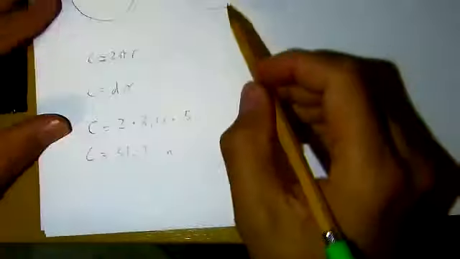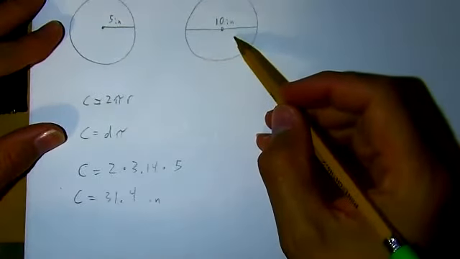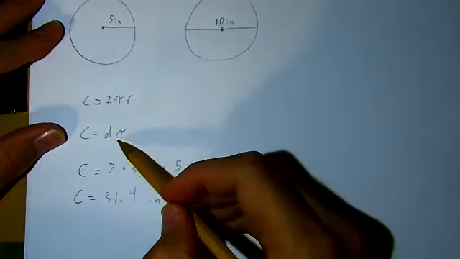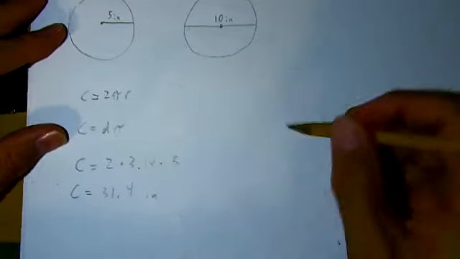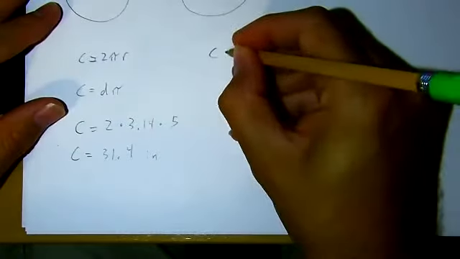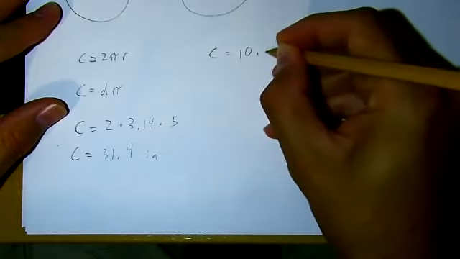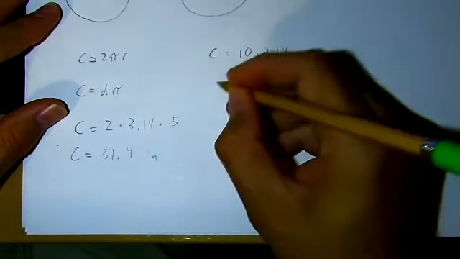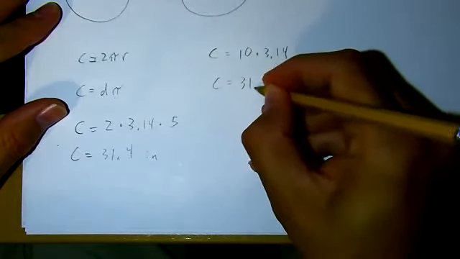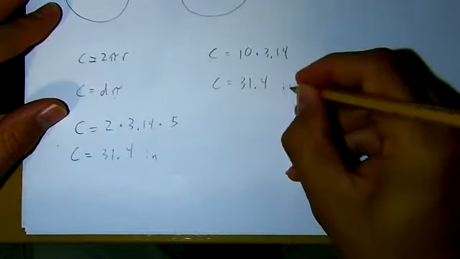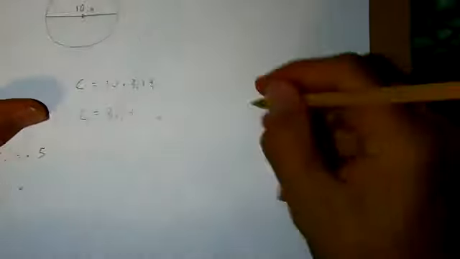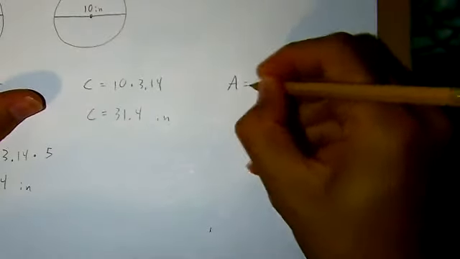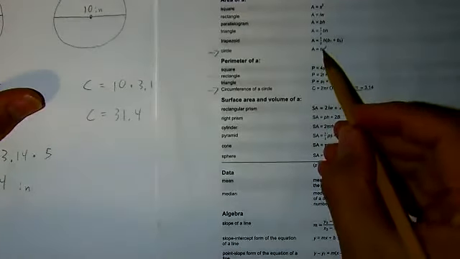So let's say they gave you this circle, which is 10 inches, and that you needed to use this formula. So you would just take the diameter, multiply it by pi. You're going to end up with the exact same answer. Now, if they want area, that's different. On our formula sheet, pi r squared.